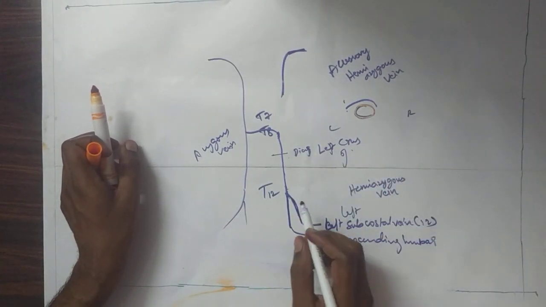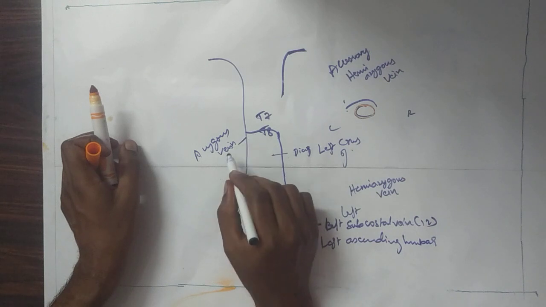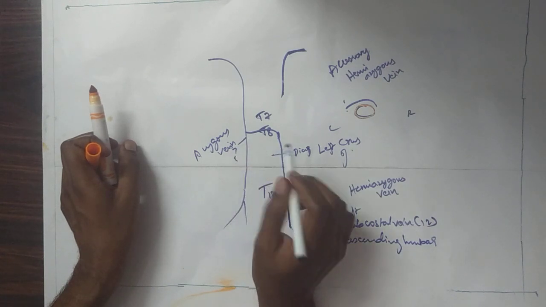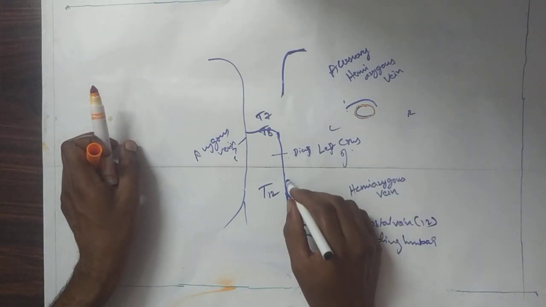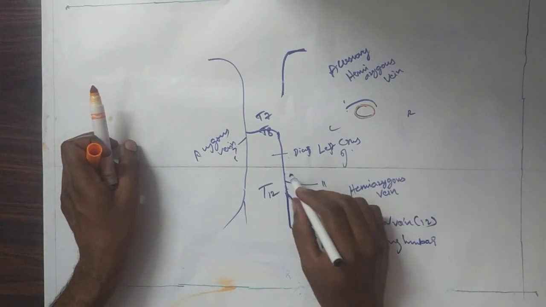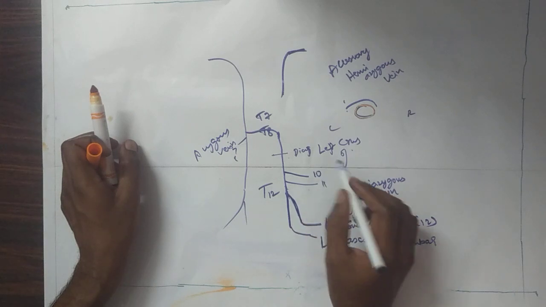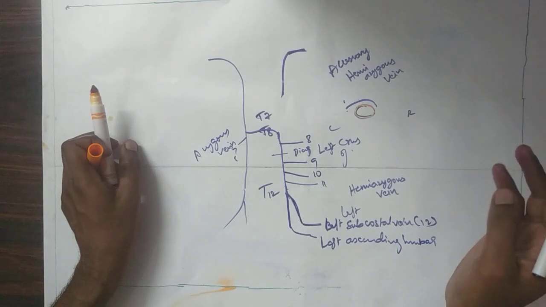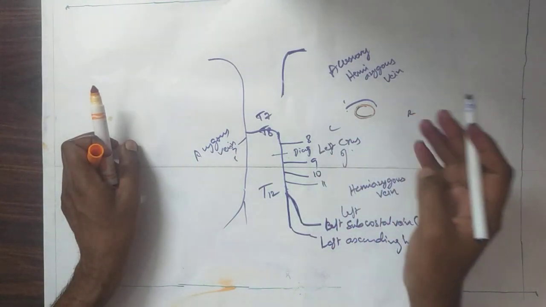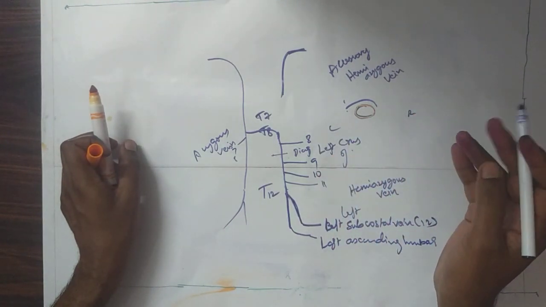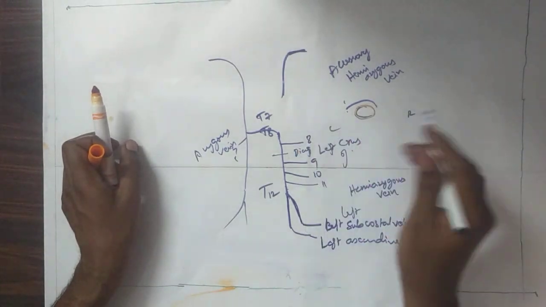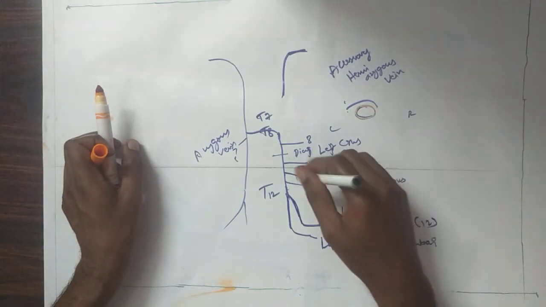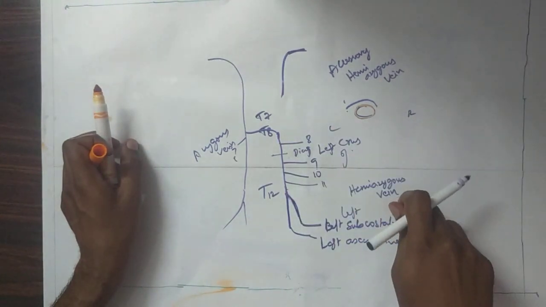What are the tributaries for that? So here we had all that 7, 8, 9, 10, 11. So this is your 12. Then you have 11th, 10th, 9th, 8th. So these are draining into your hemiazygos vein.